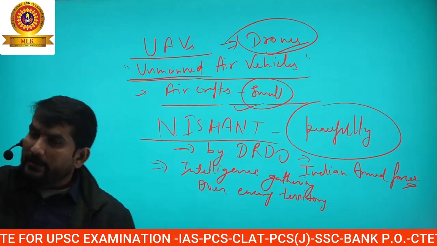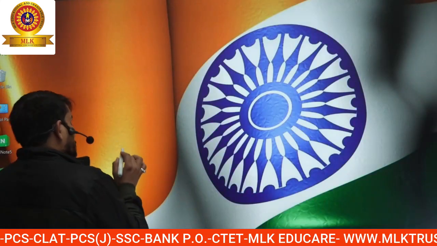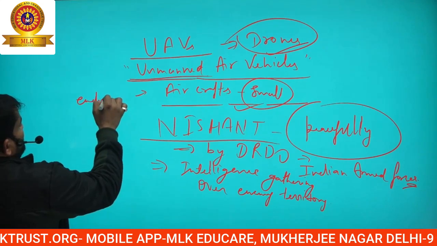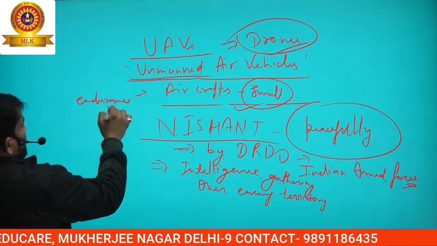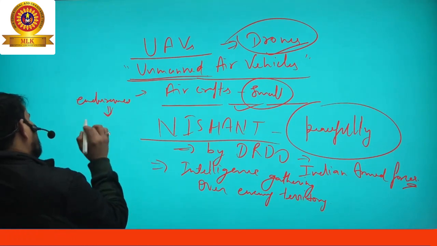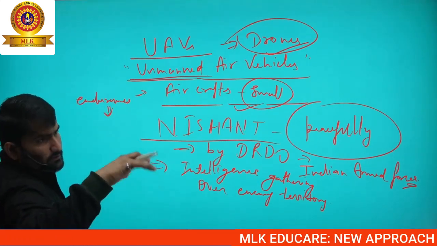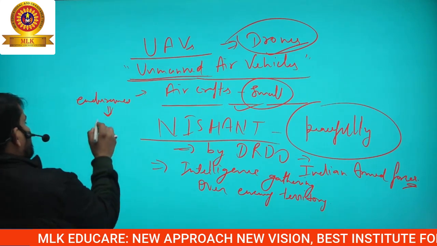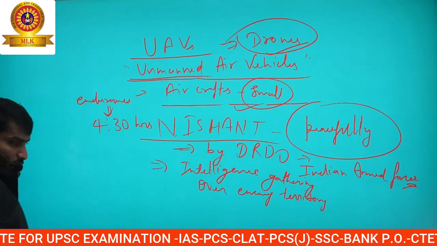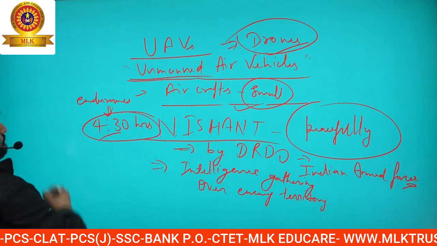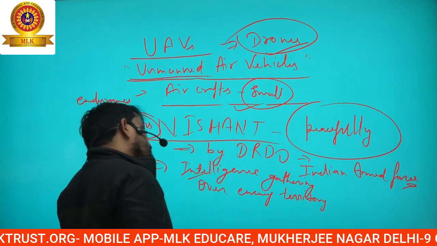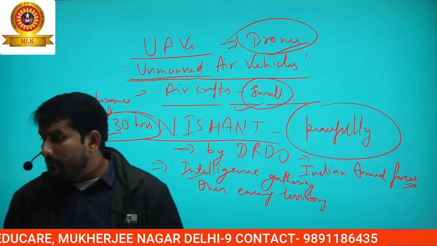And endurance is the most important thing. The endurance of the Nishant is the endurance time, that means how long it can fly or travel. This is approximately 4.5 hours. Okay, endurance time is 4.5 hours. So it is used for intelligence gathering over the enemy territory.